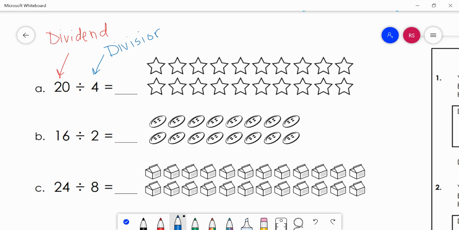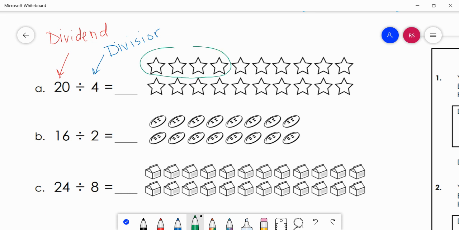So we have the dividend and we have the divisor. Our dividend is our big, large number. It's our total. Our divisor is our smaller number. It's what we are dividing by. So in this case, we have a total of 20 stars. We're dividing it up into groups of 4. So I'm going to start to circle my groups of 4, and I encourage you to pause the video and draw these 20 stars out on your paper and circle groups of 4 as well.